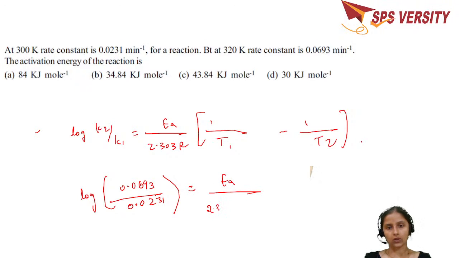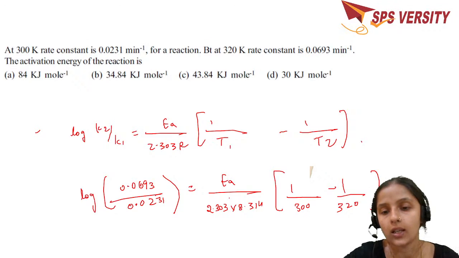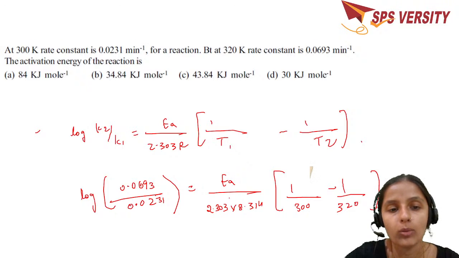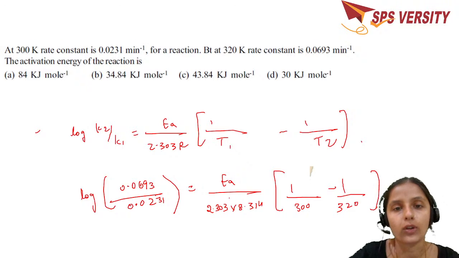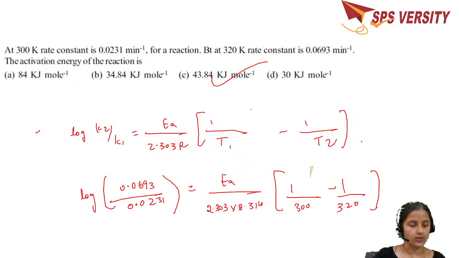2.303 into R, which is 8.314, multiplied by 1 by T1. The first temperature is 300 Kelvin and the second one is 1 by 320 Kelvin. So this is log 3. Then in the denominator you have 19, and then 1 by 300 and 1 by 320. If you simplify that, the answer will be almost equal to 43. So the correct answer would be option C.